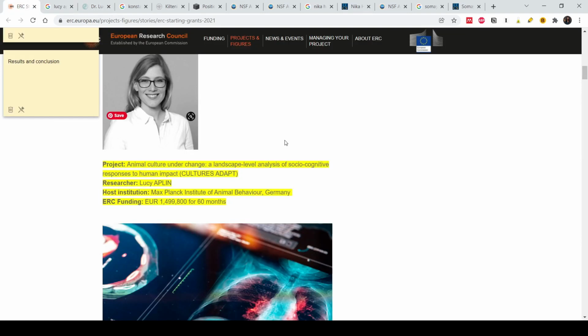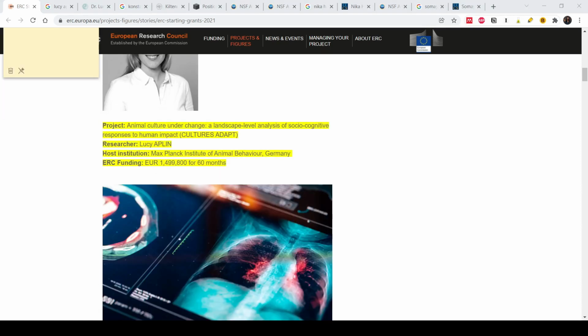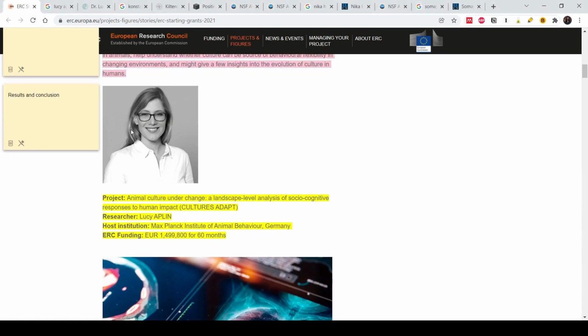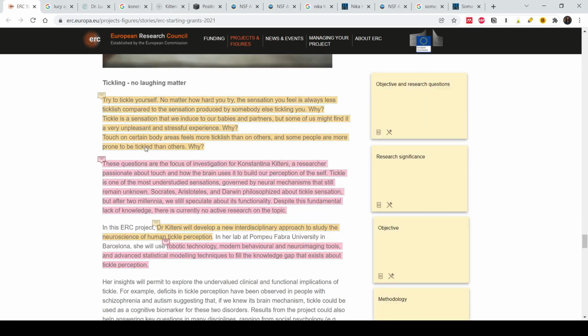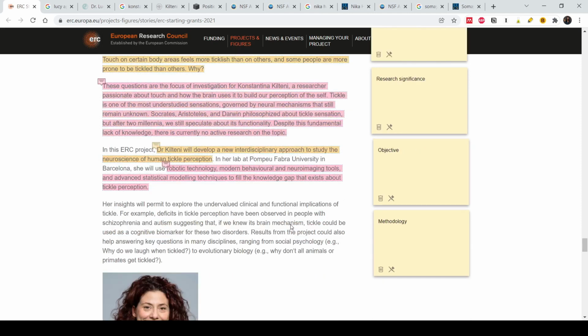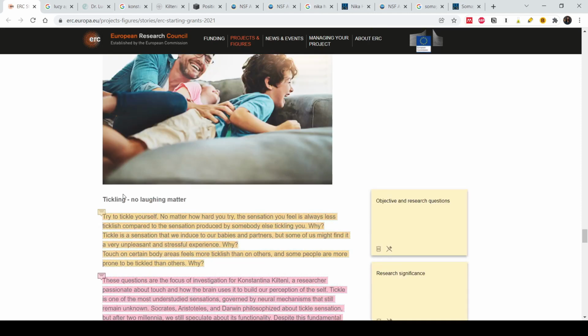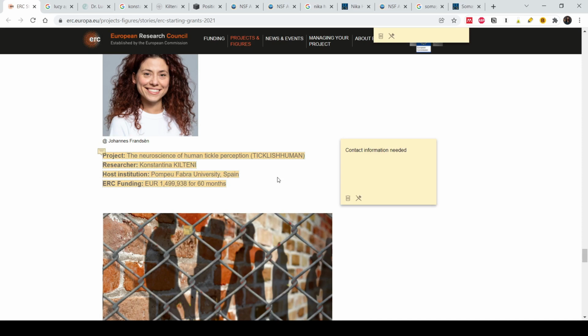I'm going to add one other person on this website, then we are going to go into the website for the US. So we are done with this. There are so many of them, but we can't cover all of them. So this is another one I would like us to look at. It's about tickling, no laughing matter. So we come back to find the contact information of this person. She's Constantina Kioteni. This is in Spain, and the project is the neuroscience of human tickle perception.